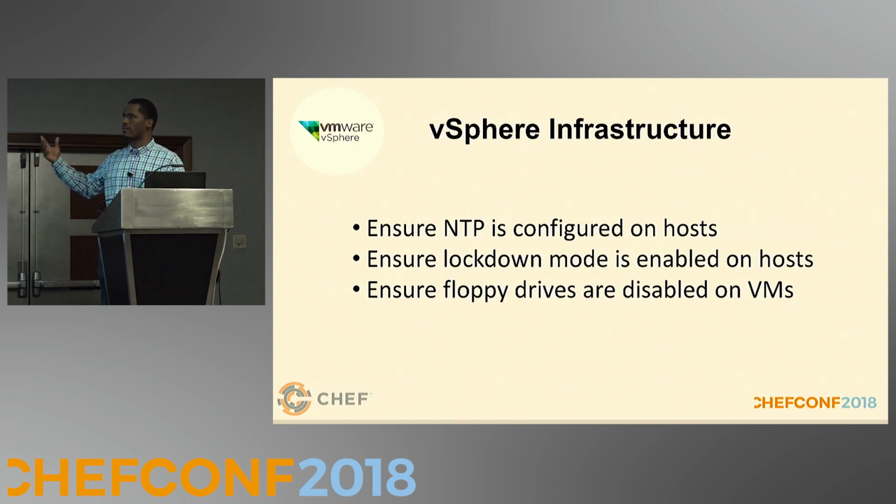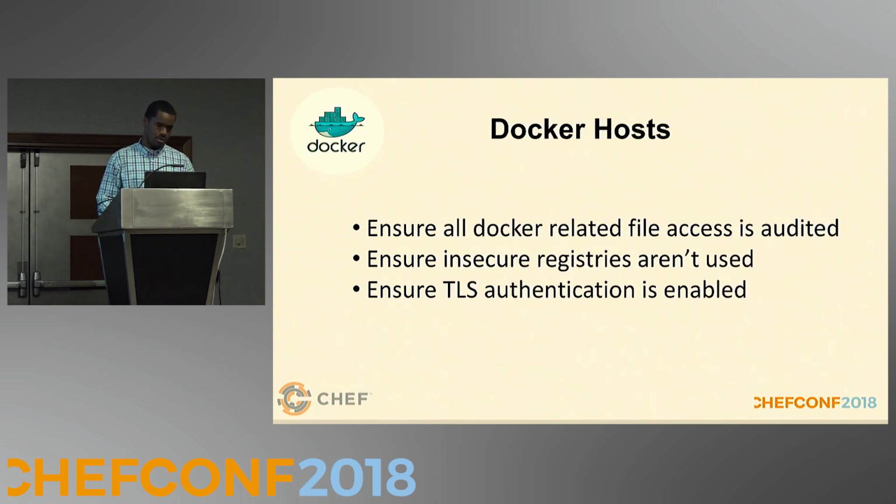Then we're going to step into the vSphere environment, ensuring things like NTP are configured on the ESXi host, ensuring lockdown mode is configured as well, and then stepping up to an actual instance level, ensuring that the VMs don't have floppy drives, because who uses floppy drives anymore? Then we're going to step even further up that stack to the Docker host. One of the things that's actually available out in GitHub is the CIS benchmark for Docker host. So we're stepping through all of these different controls.